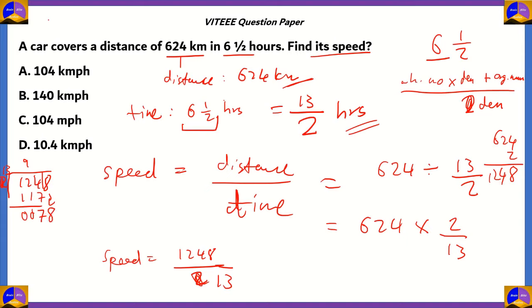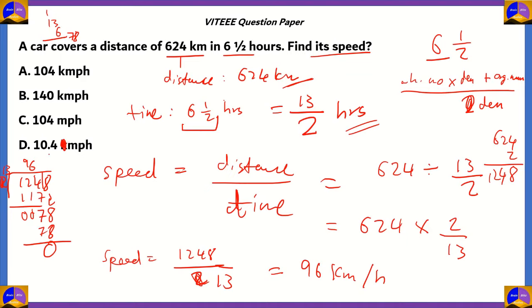Now how do we solve this further? Take 13 times 6. 6 times 3 is 18. And then 1 times 6 is 6. 6 plus 1 gives you 7. So if you do 13 times 6, you get 78. 78 minus 78 gives you 0. So the correct answer for the question here with respect to speed is 96 kilometers per hour. 96 kilometers per hour is actually the correct answer.